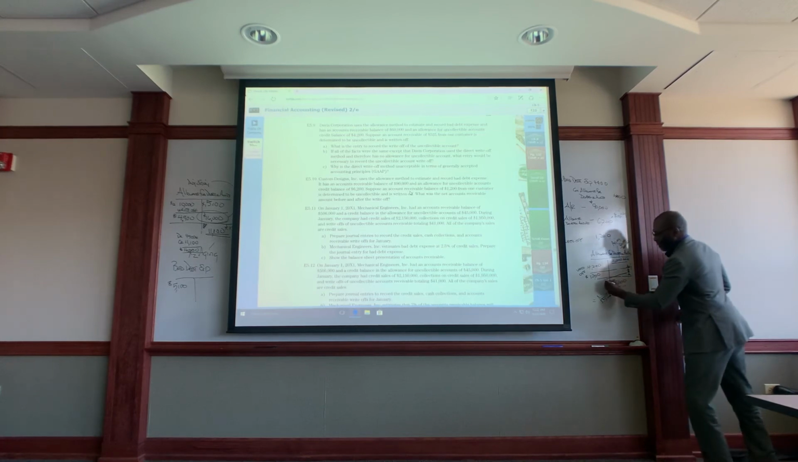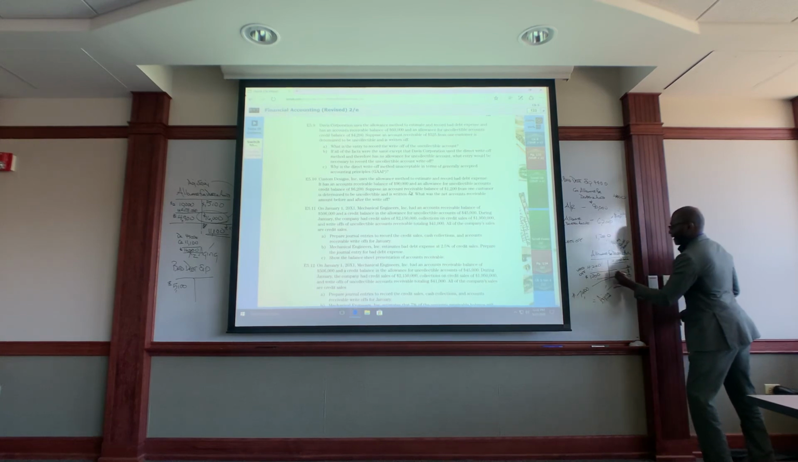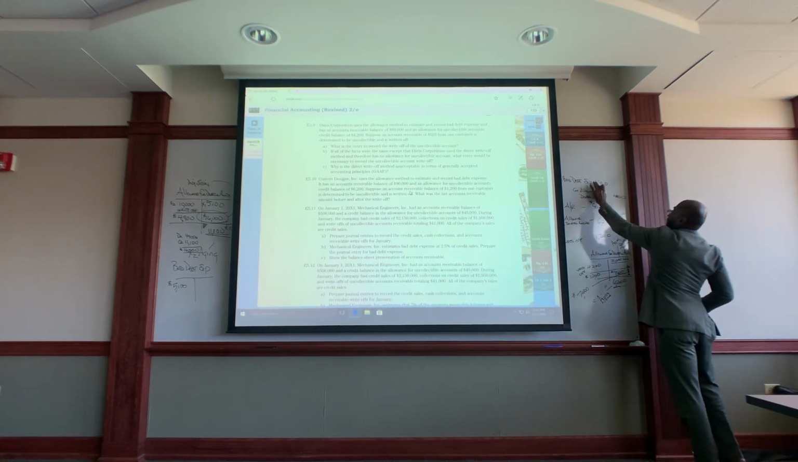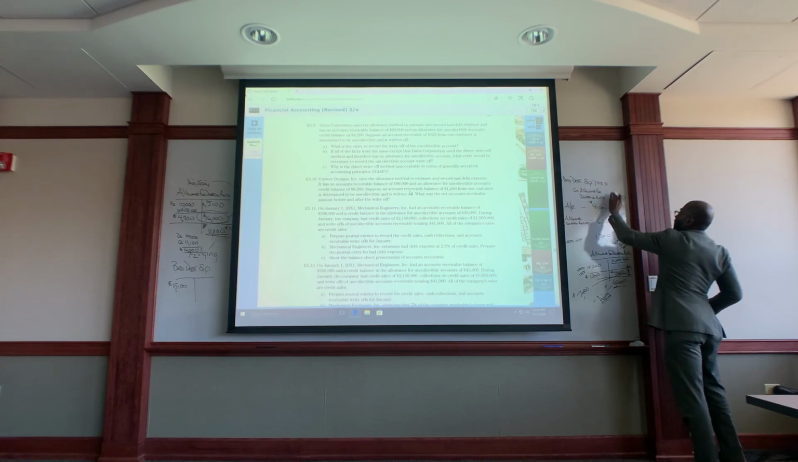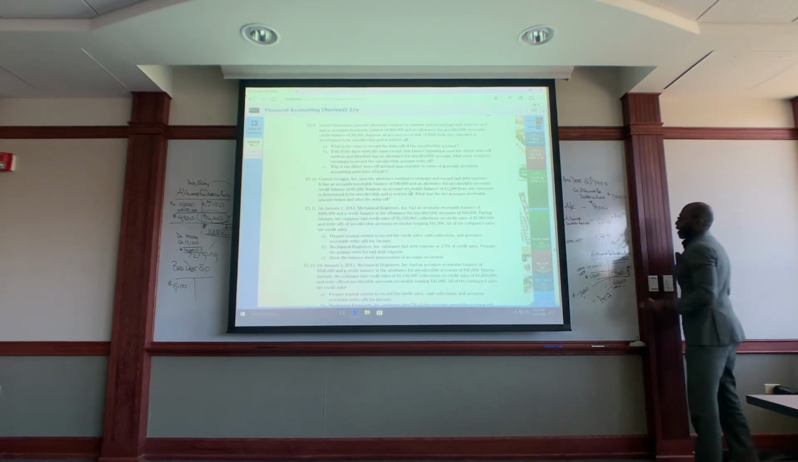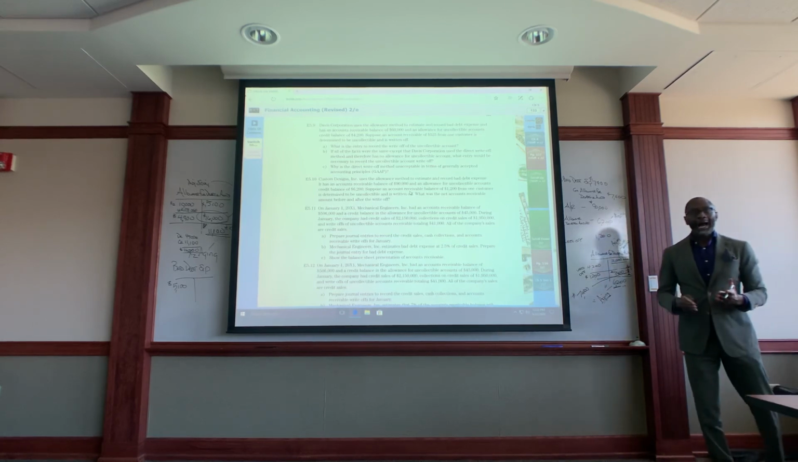The adjusting amount is going to be $7,400. I'm going to need to credit the allowance account for $7,400. So now my adjusting entry is going to be a debit to bad debt expense for $7,400 and a credit to the allowance for bad debt of $7,400. So you can see how it works both ways.